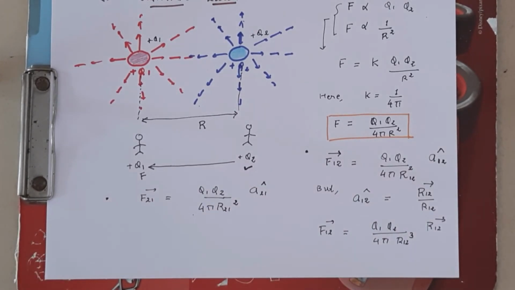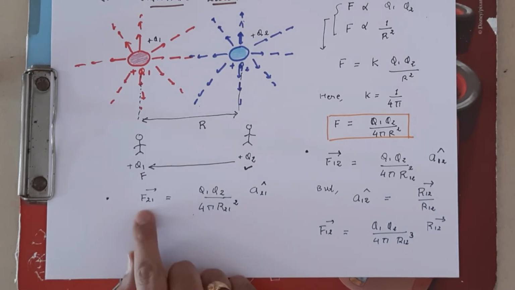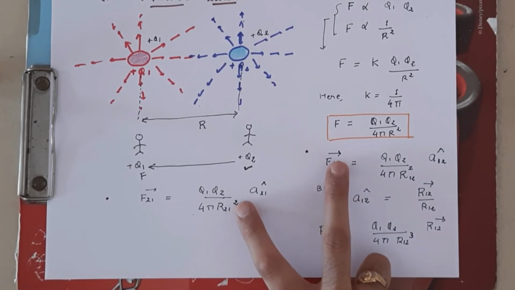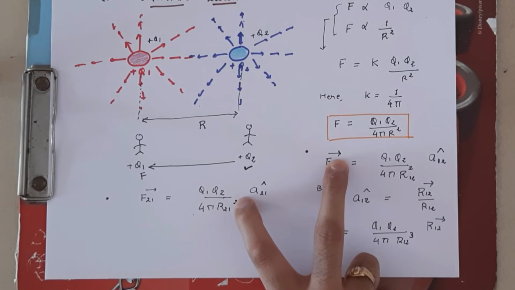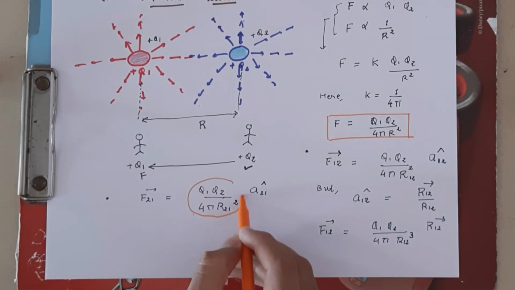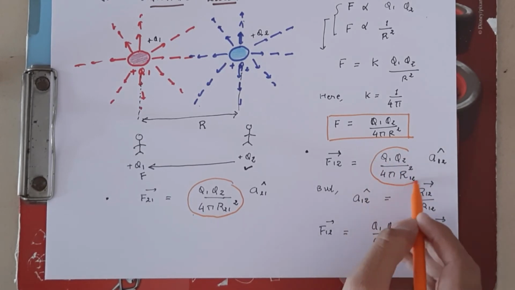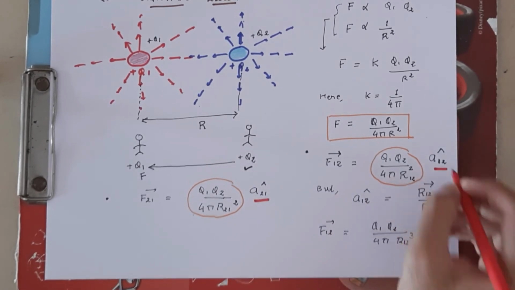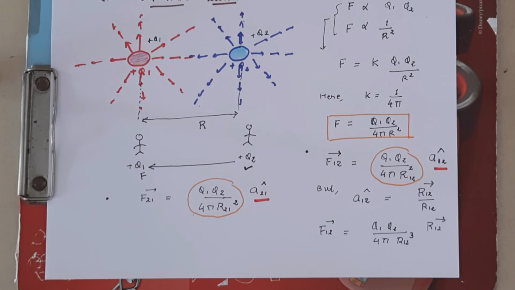Clear? Okay, so this one is the equation of force on the second charge due to the electric field of the first charge. If you compare these two equations, what do you conclude? Which quantity differs? This one remains the same, the magnitude remains the same. So which one is changed? Only the direction is changed. Here it is a21 and here it is a12. So just a negative.